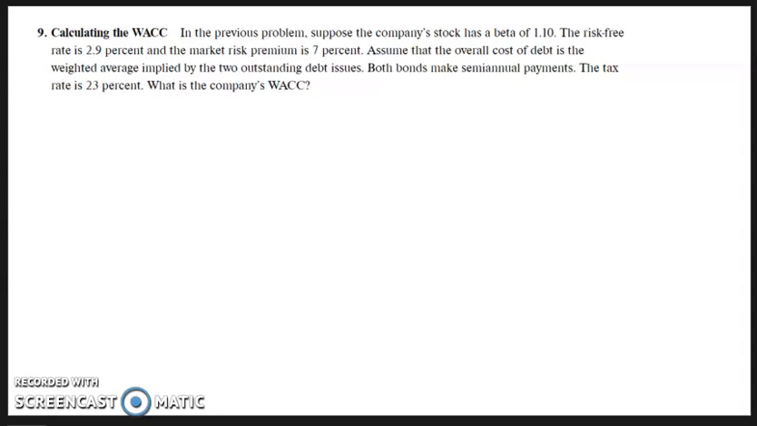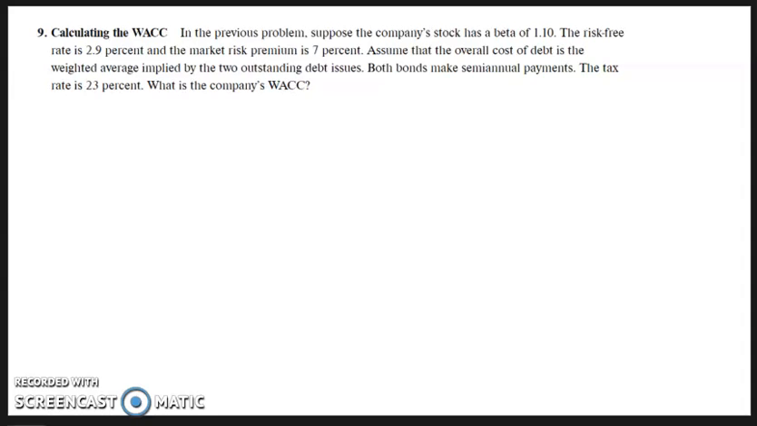In the previous problem, suppose the company stock has a beta of 1.1, the risk-free rate is 2.9%, and the market risk premium is 7%. Assume the overall cost of debt is the weighted average implied by the two outstanding bond issues. Both bonds make semi-annual payments, and the tax rate is 23%. What's the firm's weighted average cost of capital?